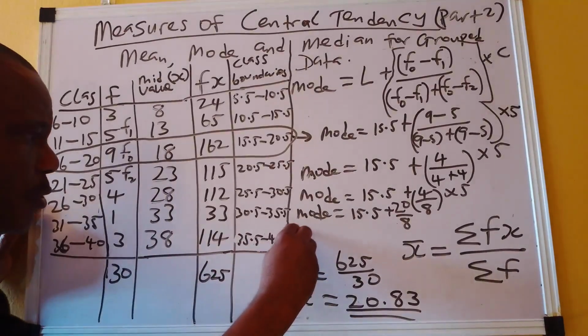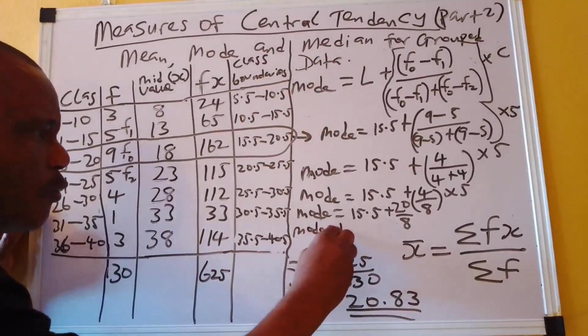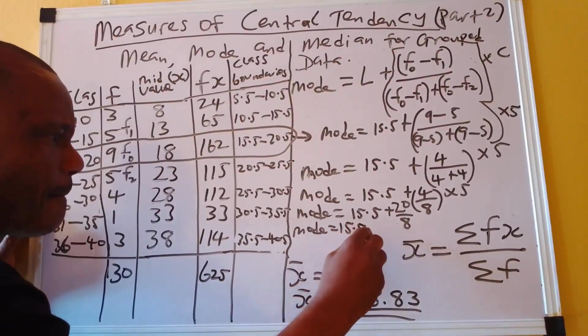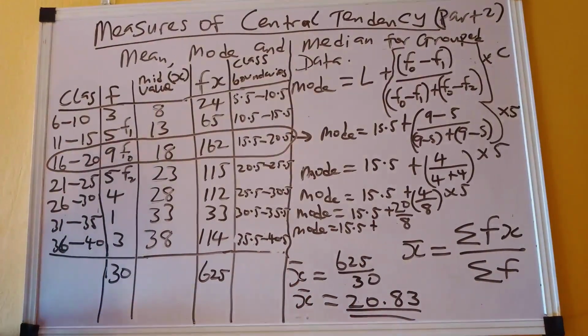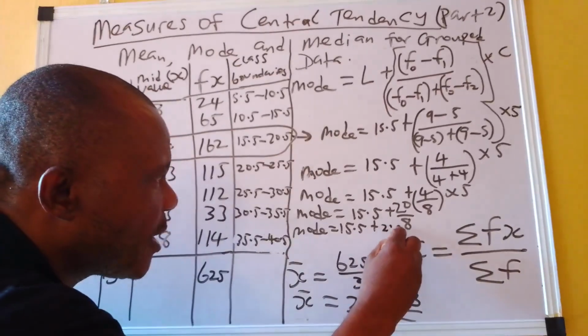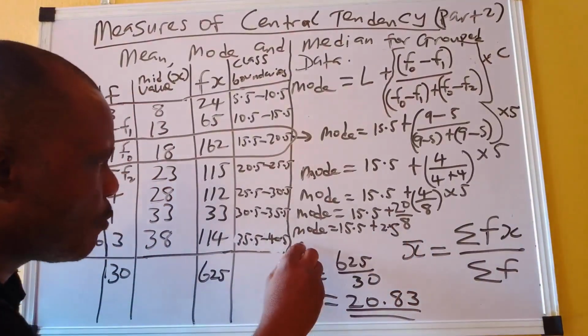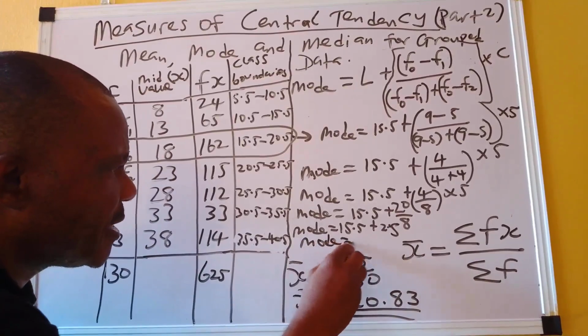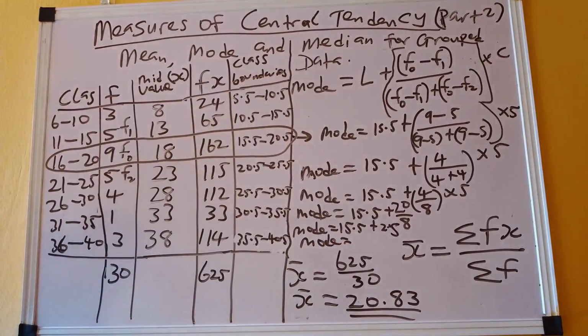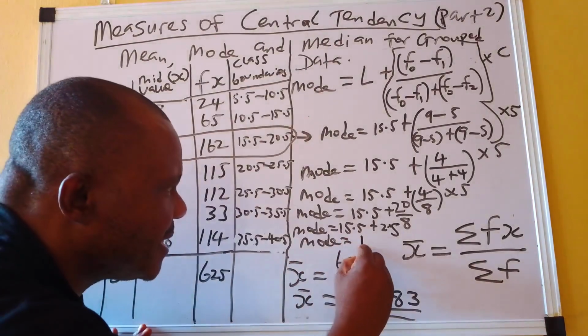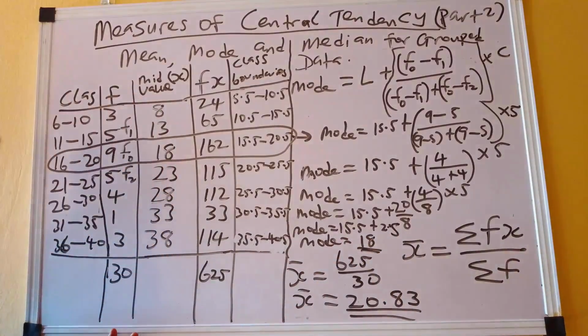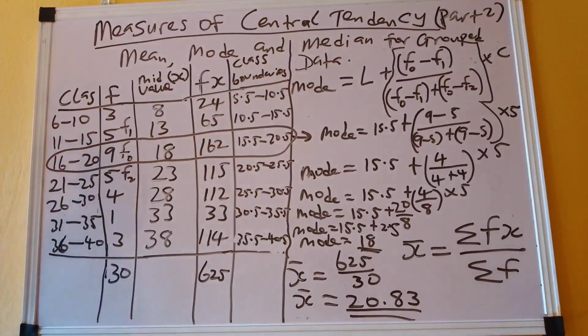So mode is equal to 15.5 plus 20 divided by 8. 20 divided by 8 is 2.5. So mode is equal to 15.5 plus 2.5. Our mode will now be 18. You see, our mode is 18.